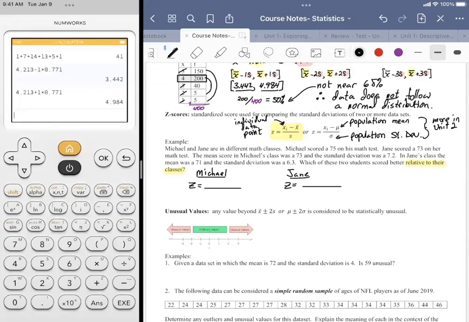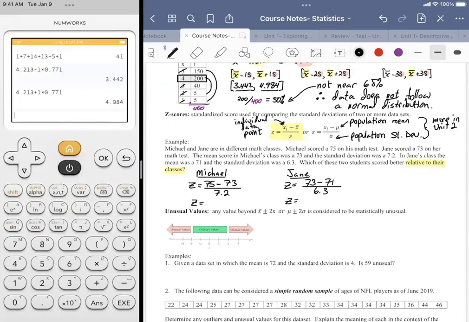All right, procedurally, it really is just a matter of taking Michael's score, 75, subtracting from his score the mean, and dividing by the standard deviation. Then taking Jane's score, subtracting from that score the mean in her class, 71, and dividing by the standard deviation in her class, 6.3. That's the only crunching that you have to do.